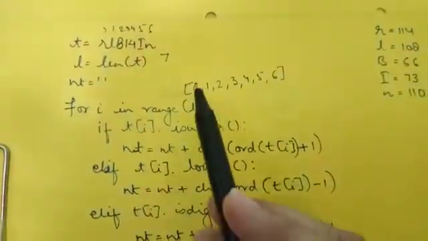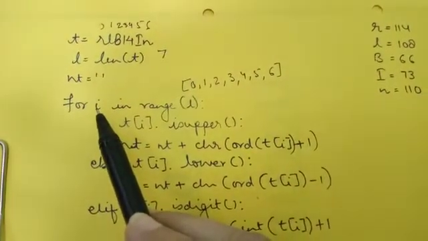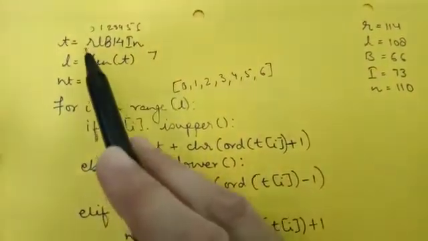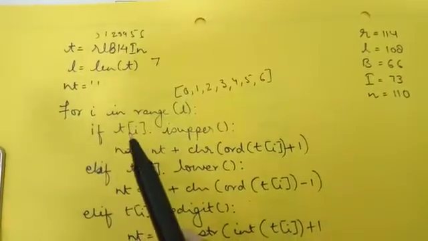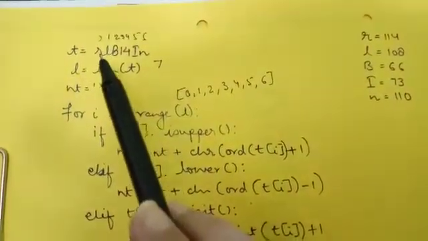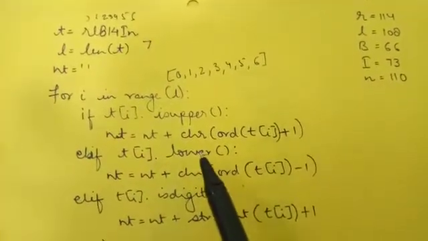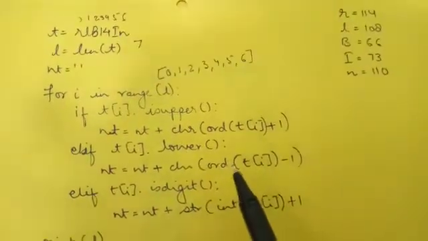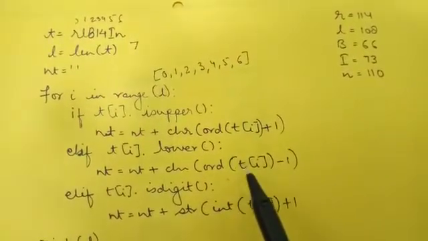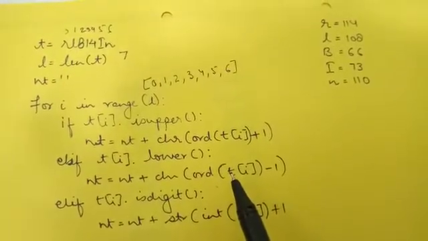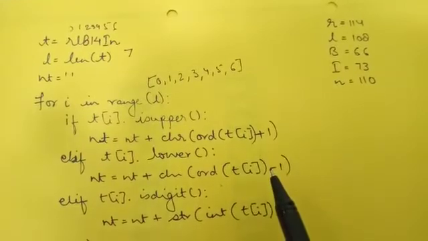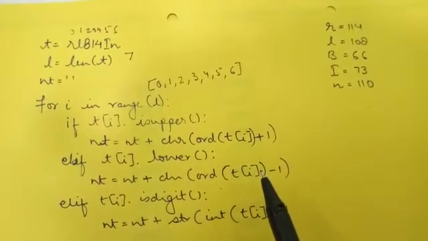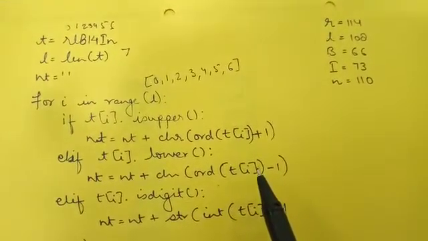Okay, now when the loop starts, the first value of the list, that is 0, will come into I, and it will check t0, and t0 is what? R. If R dot is upper, so is it upper? No, it is not. The condition will come at this place. It will check else if R dot lower. Yes, it is lower. It will come at this place. The ordinal number of R is what? 114. 114 minus 1, 113. So if you minus 1 in R, where will you be? At 113, and it is the ASCII code of small q.